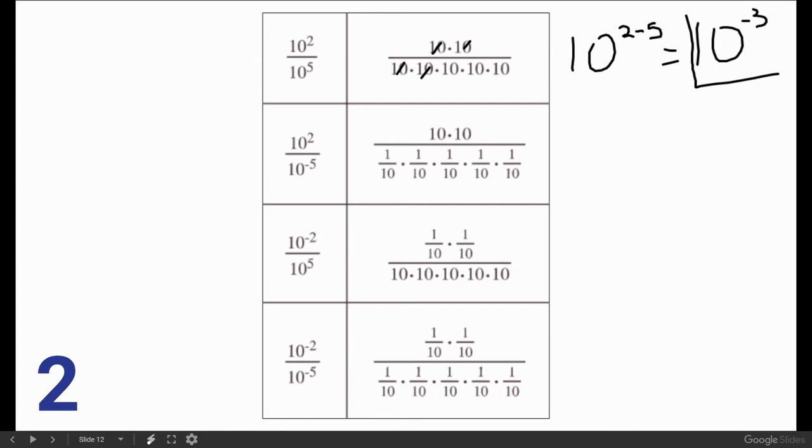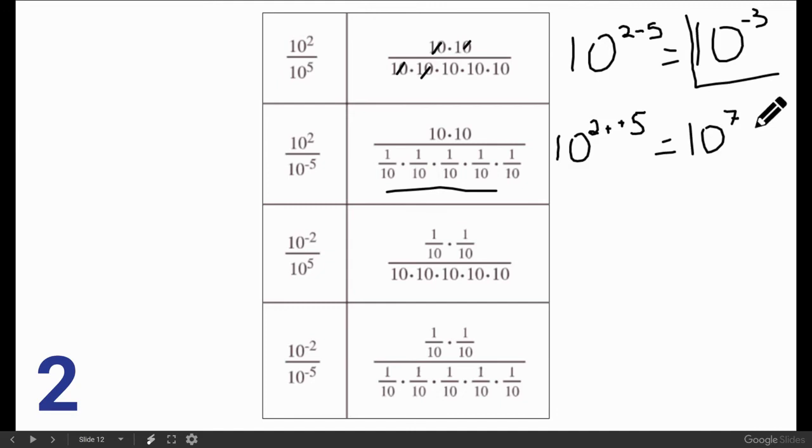Next up, 10 to the power of 2 over 10 to the power of negative 5. Same idea here. The expanded form, though, doesn't help us a ton because it's kind of confusing with all these fraction bars, but we can use our rule of dividing exponents to see 2 minus a negative 5. And when I'm subtracting a negative, it's like adding a positive. So it's 2 plus 5, which gives me 10 to the power of 7.